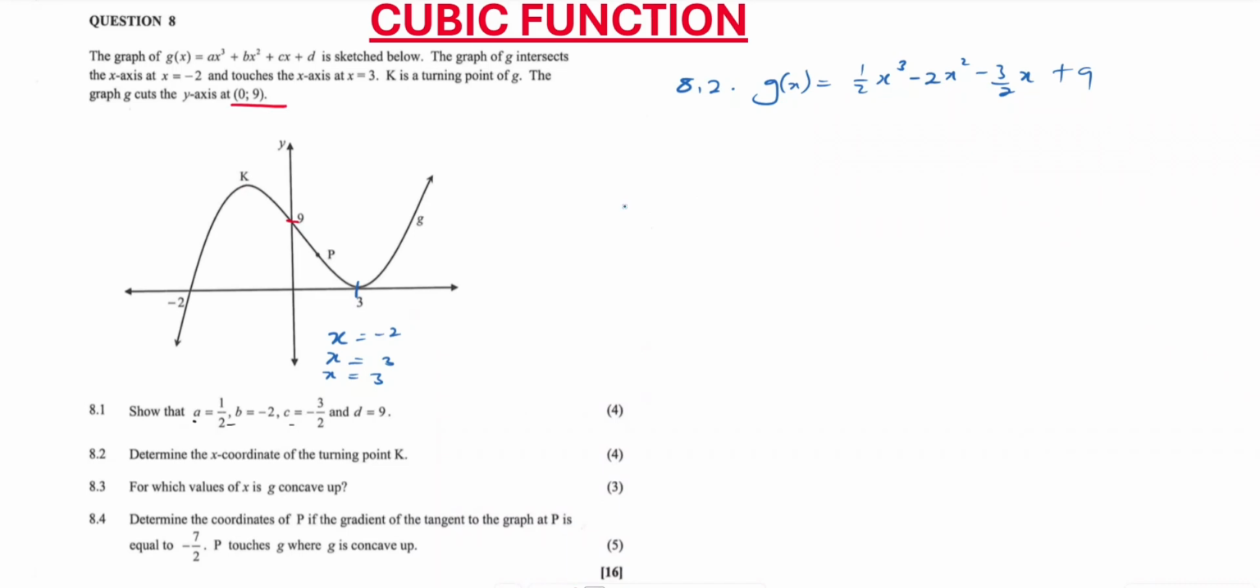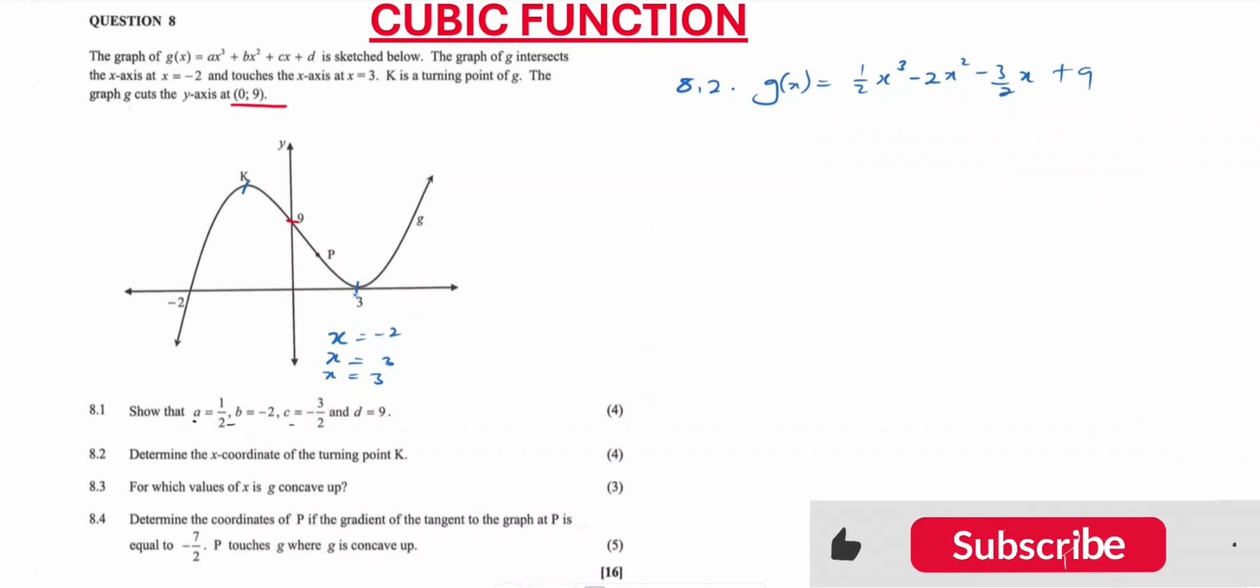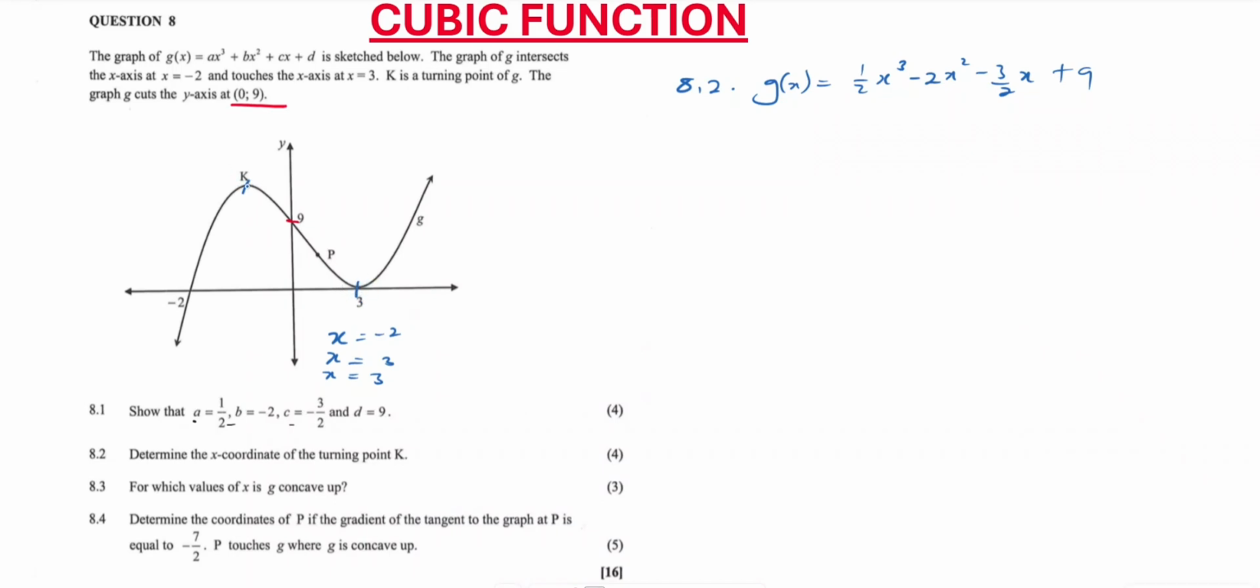So in our solution we get two values of x, which is for this turning point and this one. We already know the turning point, and this one is 3. So the other answer will be the value of k. Okay, let us see how we can do it.